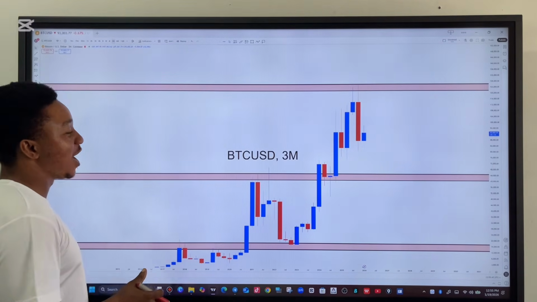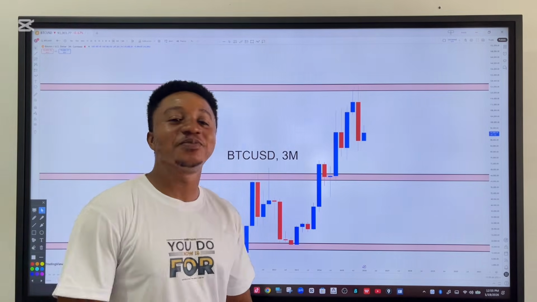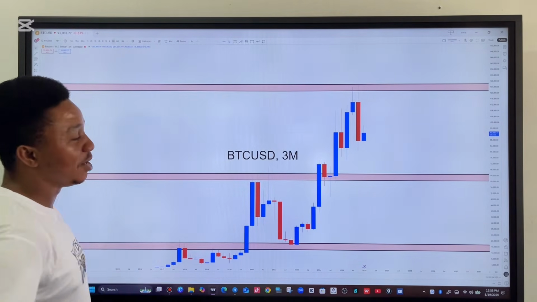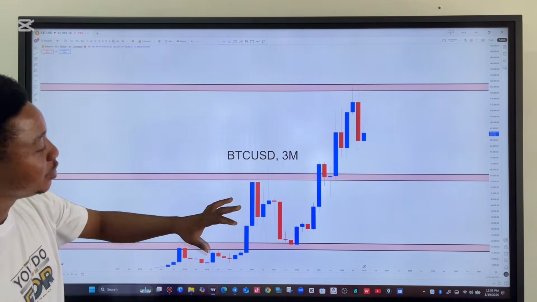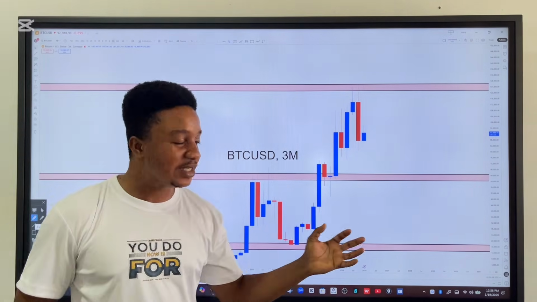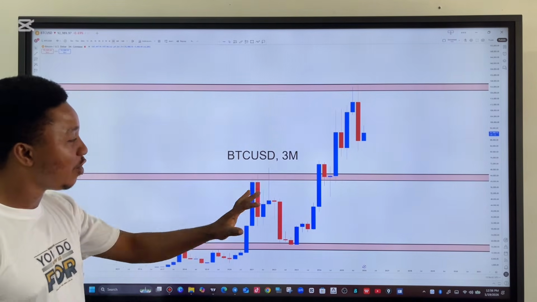We simplify and decomplicate it. So, I have a couple of pairs for us to trade within the course of the week. Let's get into them. Now, the first pair today is BTCUSD. Now, BTCUSD, let's start with a breakdown on the 3 months.